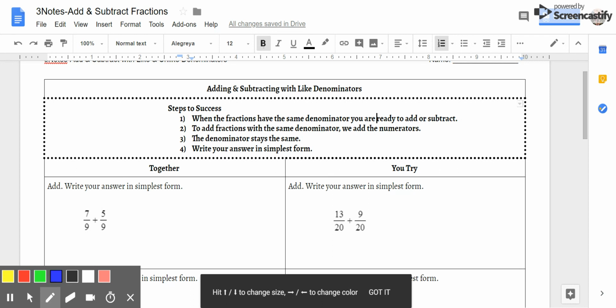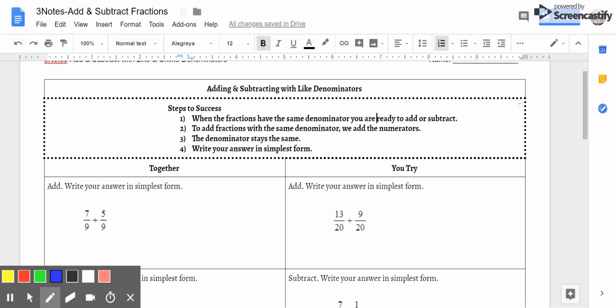So the first thing we're going to do is add and subtract with the same denominator. So you can be reading the steps to success. If we have the same denominator, we're ready to add or subtract. So the denominator stays the same, and then we just have to write our answer in simplest form.